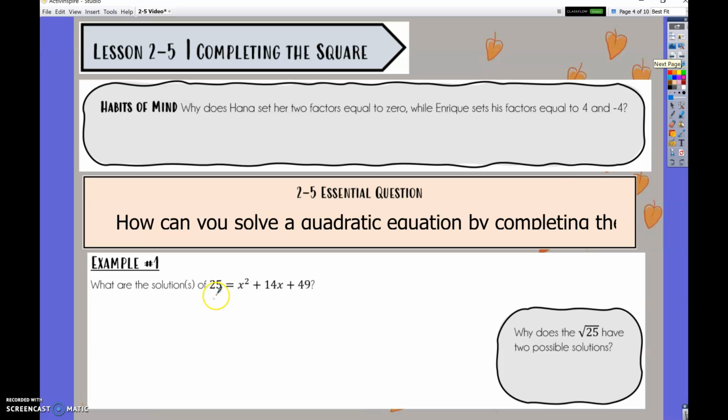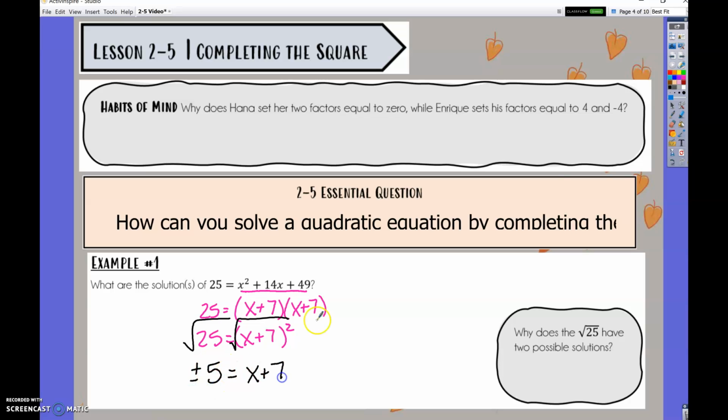You could do the packet Example 1, I'll do one of them here with you. We see this right side, and you may or may not recognize that that's x plus 7 times x plus 7, which is the same thing as x plus 7 squared. So we can use that square root method to quickly solve for the zeros. We'd have a plus or minus 5 equals x plus 7.